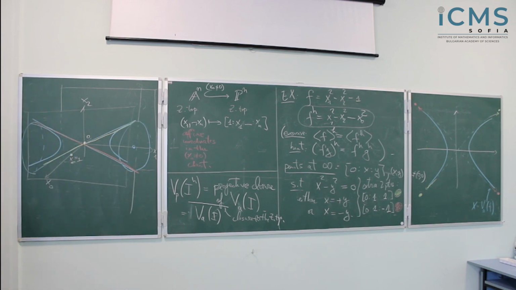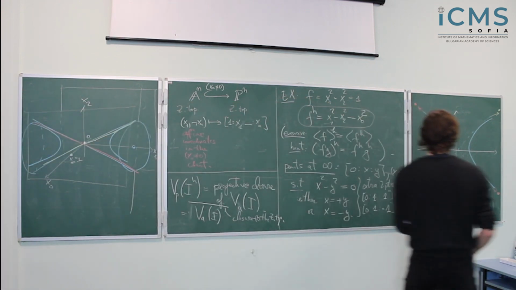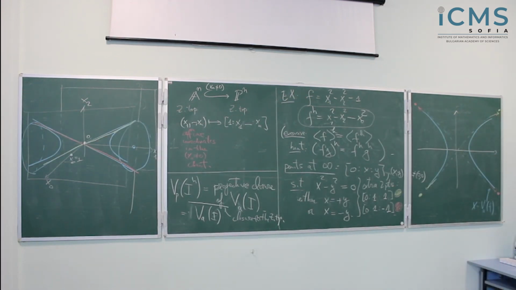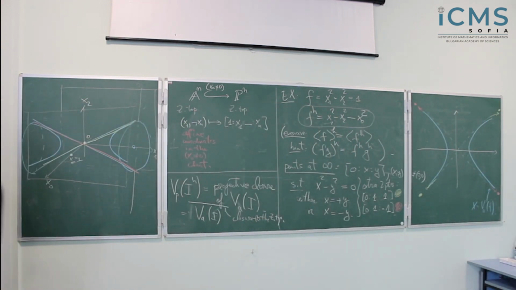And these two lines will correspond to two points in the projective space. This one here should represent everything you need to know about this quadratic. So it's a quadratic, of course. Okay.